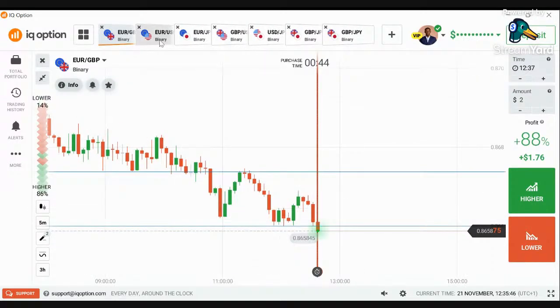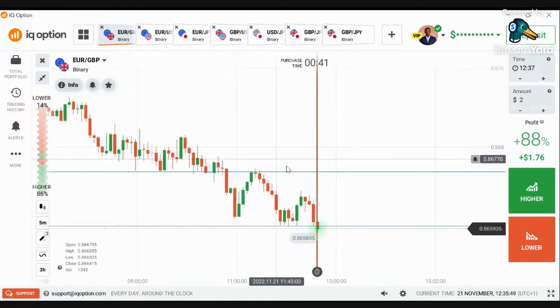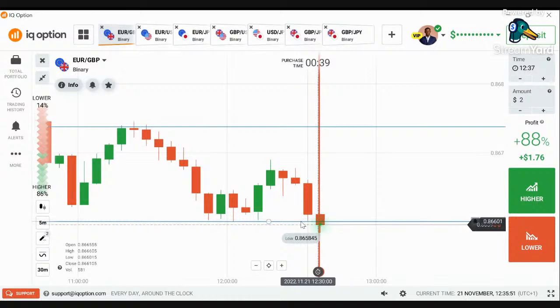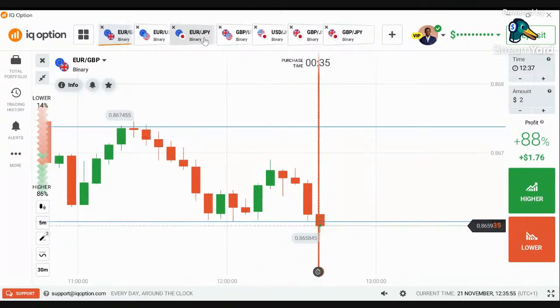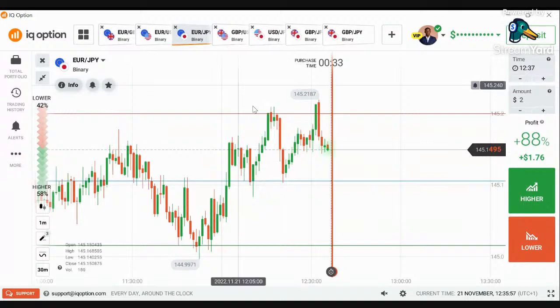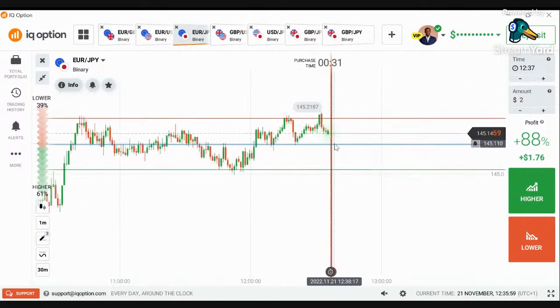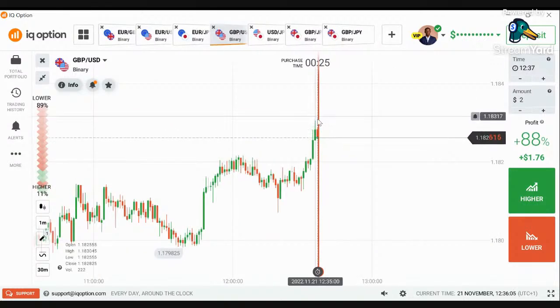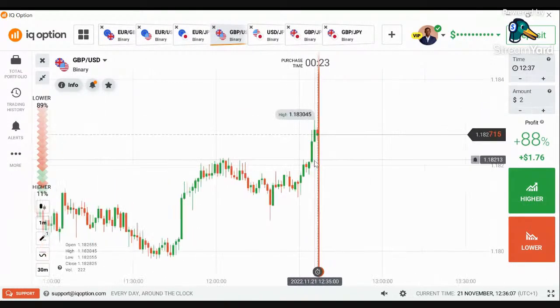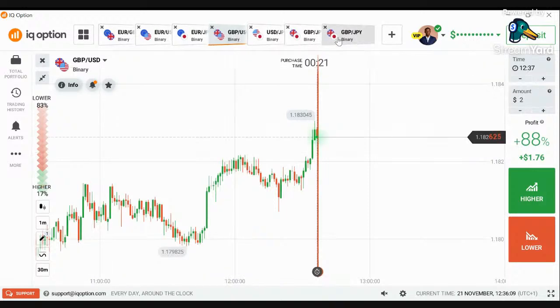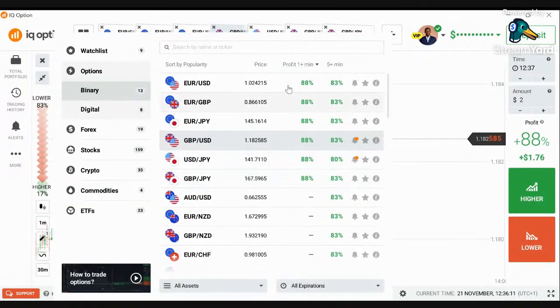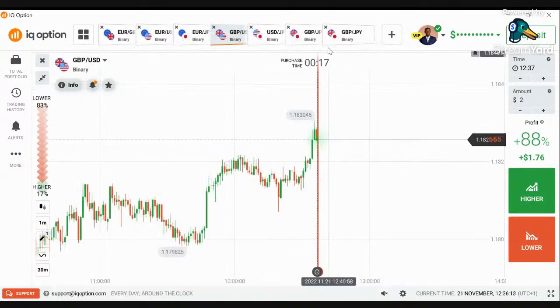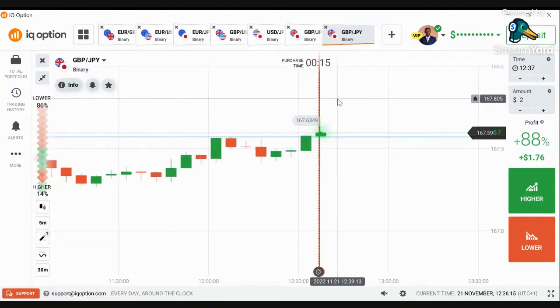Okay, this guy is selling now. Euro GBP, once the candle breaks below this level, like I told you, that means it's ready to sell. And here, I think the market might be selling too on Euro JPY. Okay, GBP is buying too. I think the two GBP pairs are somehow correlated. But let me stay with GBPJPY.